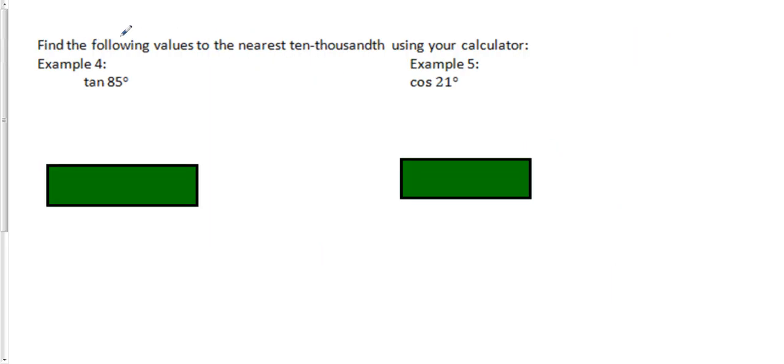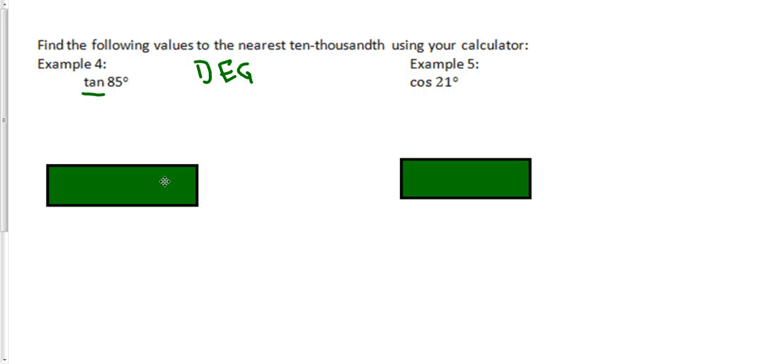Now these examples say find the following values to the nearest 10,000th using your calculator. Now these ones, you're literally just plugging in the tangent of 85 degrees into your calculator. There should be a button that says tangent, T-A-N, and then you just type in 85 degrees. Now make sure that your calculator is set up to do degrees. Normally there's either a menu or a setup button, and you change your angles. You don't want them to be in radians or gradients. You want them in degrees. So there should be an option for D, E, G, so that you're looking at your angles in degrees. So it's tangent of 85 degrees.